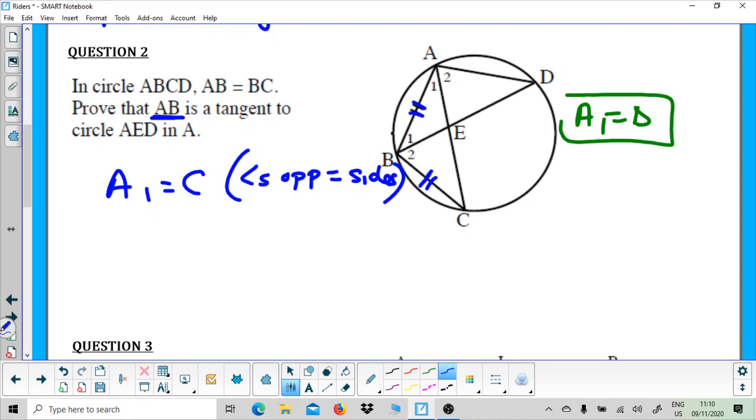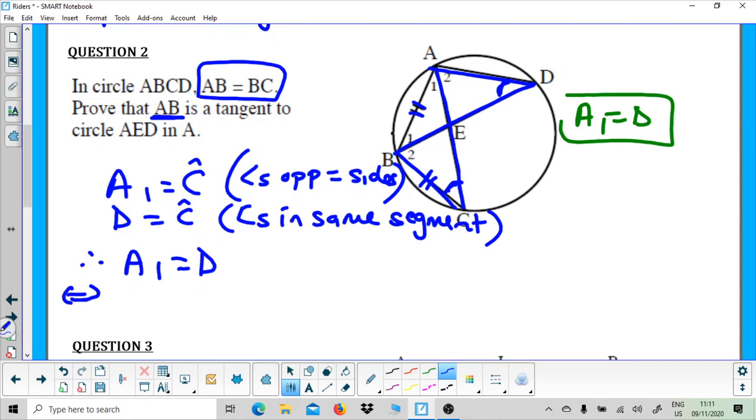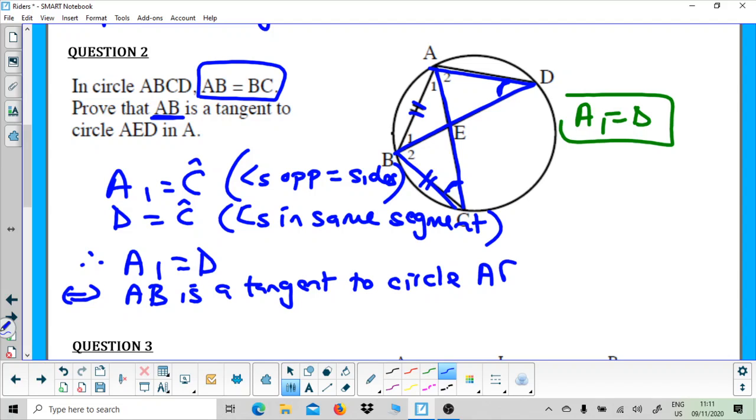We were given that these two sides are equal. Now we just proved that A1 was equal to C. Please notice there is a bow tie right here, which is very difficult to miss. So by doing this, I can see that angle C is actually equal to angle D as well. And those are angles in same segment. So now at this point, I can easily see that A1 is equal to D since they are both equal to angle C. So as a result of all this, I can now write AB is a tangent to circle AED, and my short reason, converse tan chord theorem.